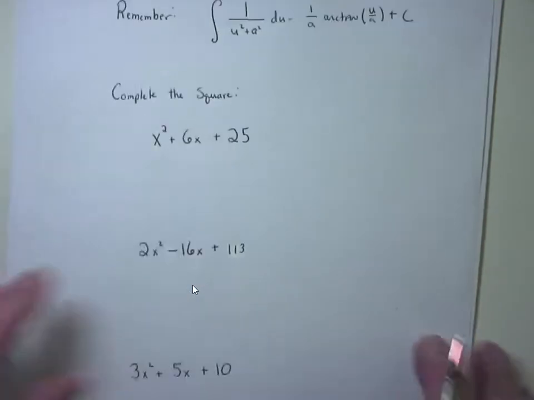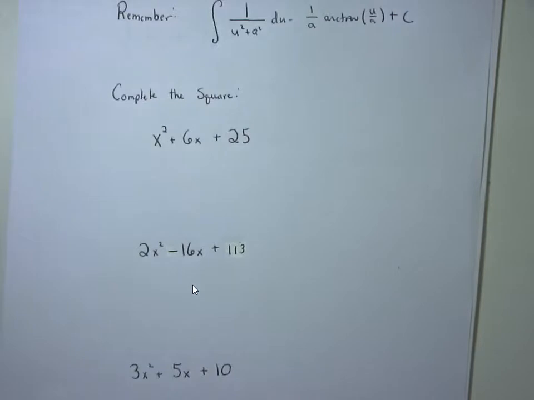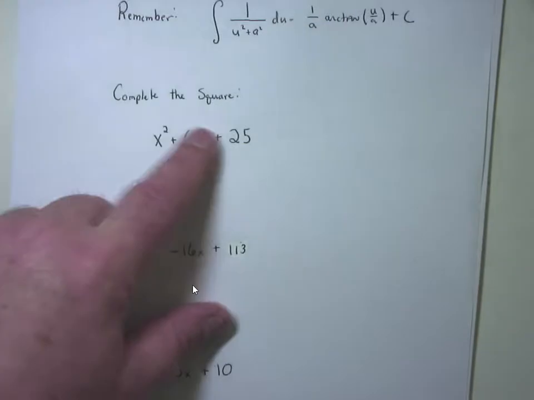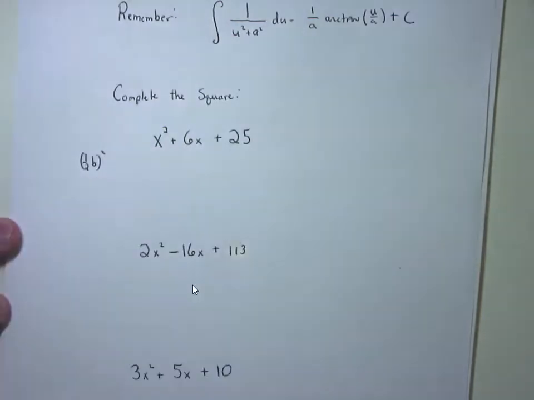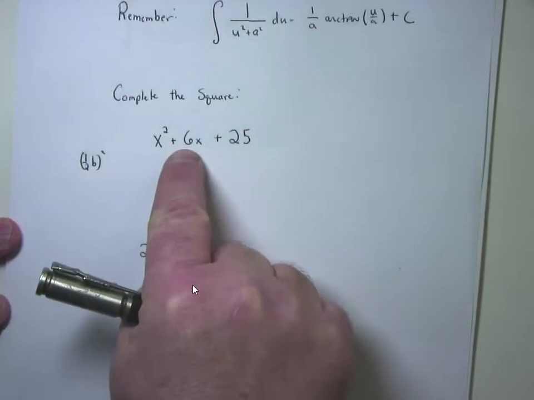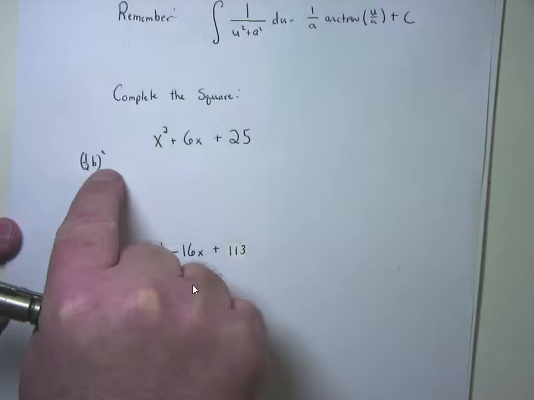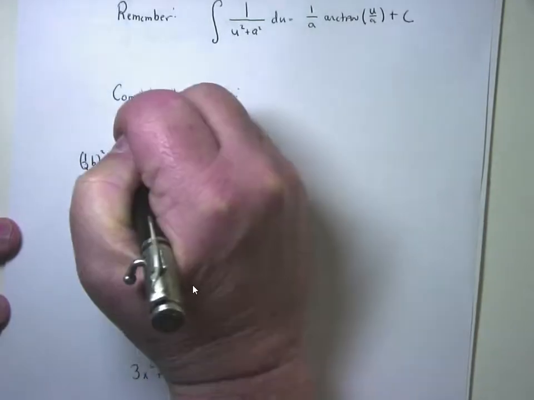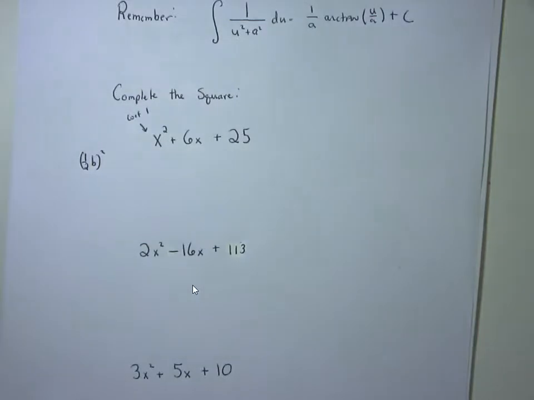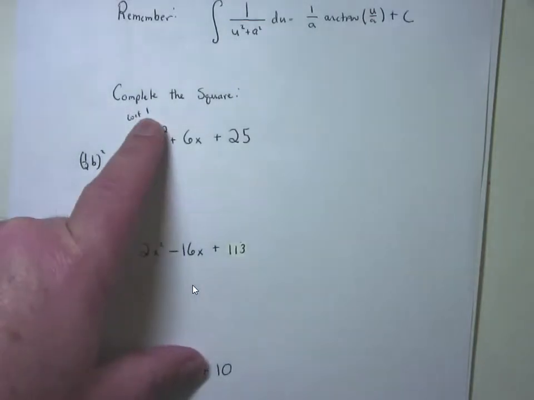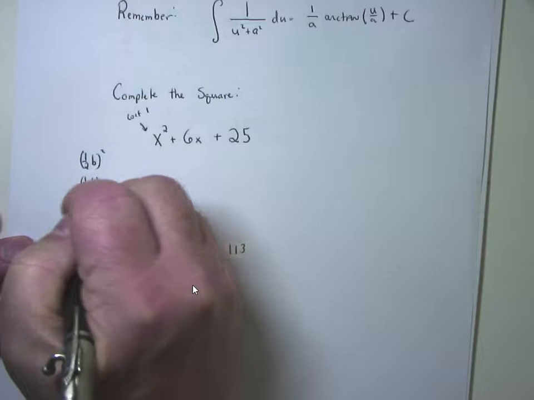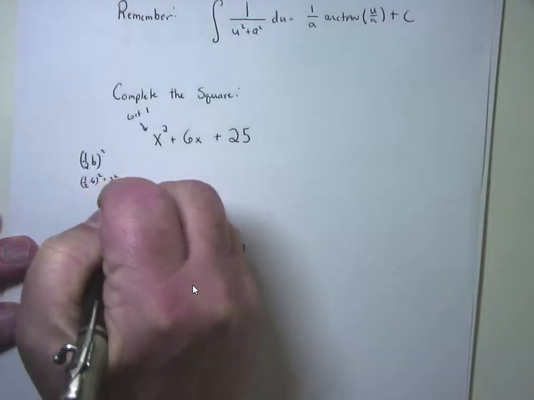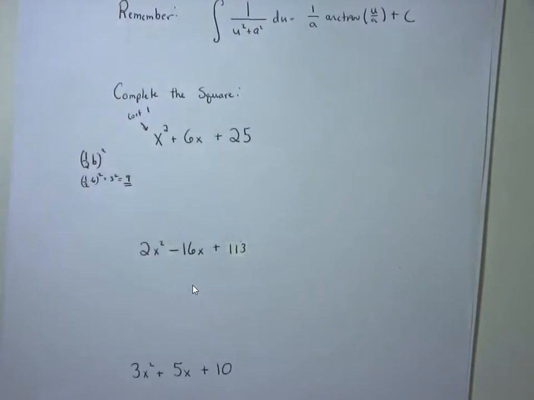But a lot of the times we're going to have these quadratics in these particular problems, and they're not in the form of u squared plus a squared. To be able to get it in this form, we got to complete the square. Just to remind you, to complete the square, you got to take half the b term squared. Your b term comes from the quadratic, it's the 6. To do this, you want to make sure the coefficient in front of the x squared is a 1. This is 1x squared plus 6x plus 25. When the coefficient in front of the x squared is a 1, your b term becomes 6. So you're going to take half of 6 and square. Half of 6 is 3, and 3 squared is 9. Your magic number to complete the square is 9.